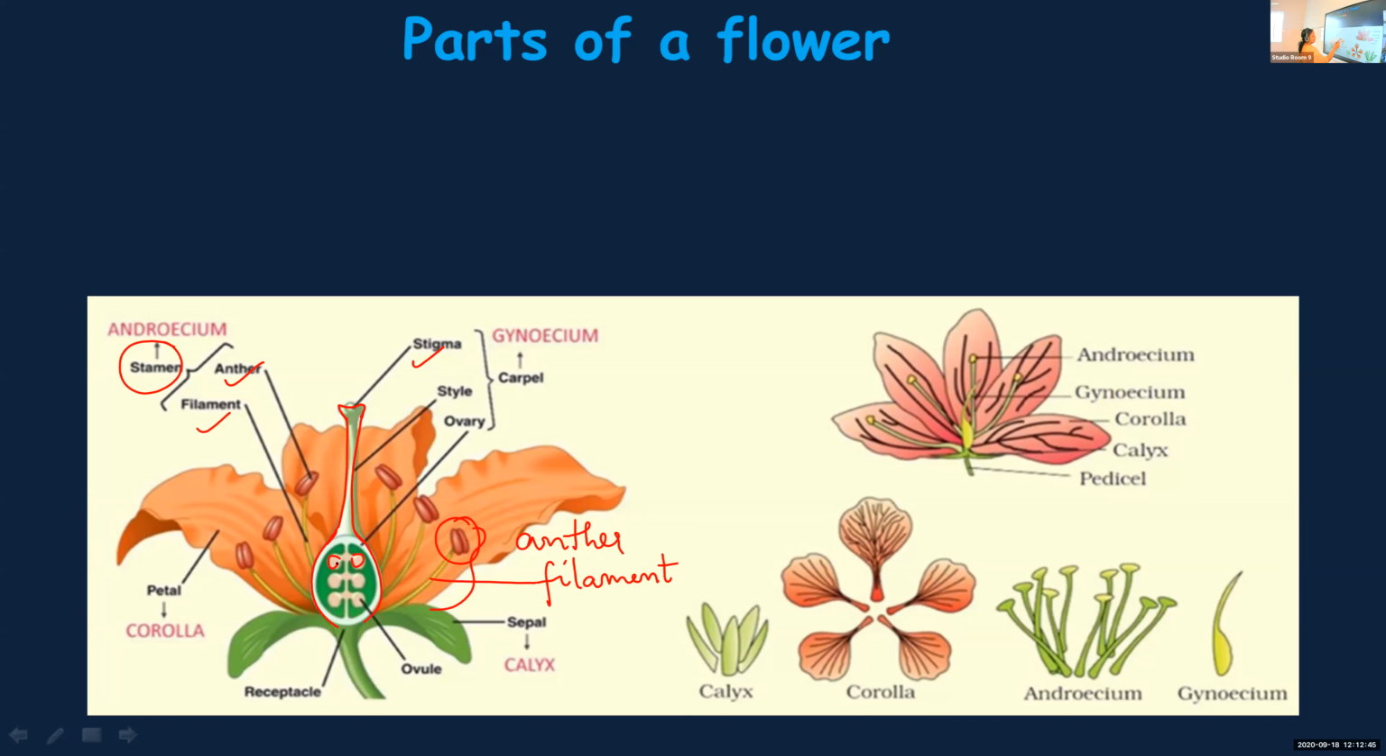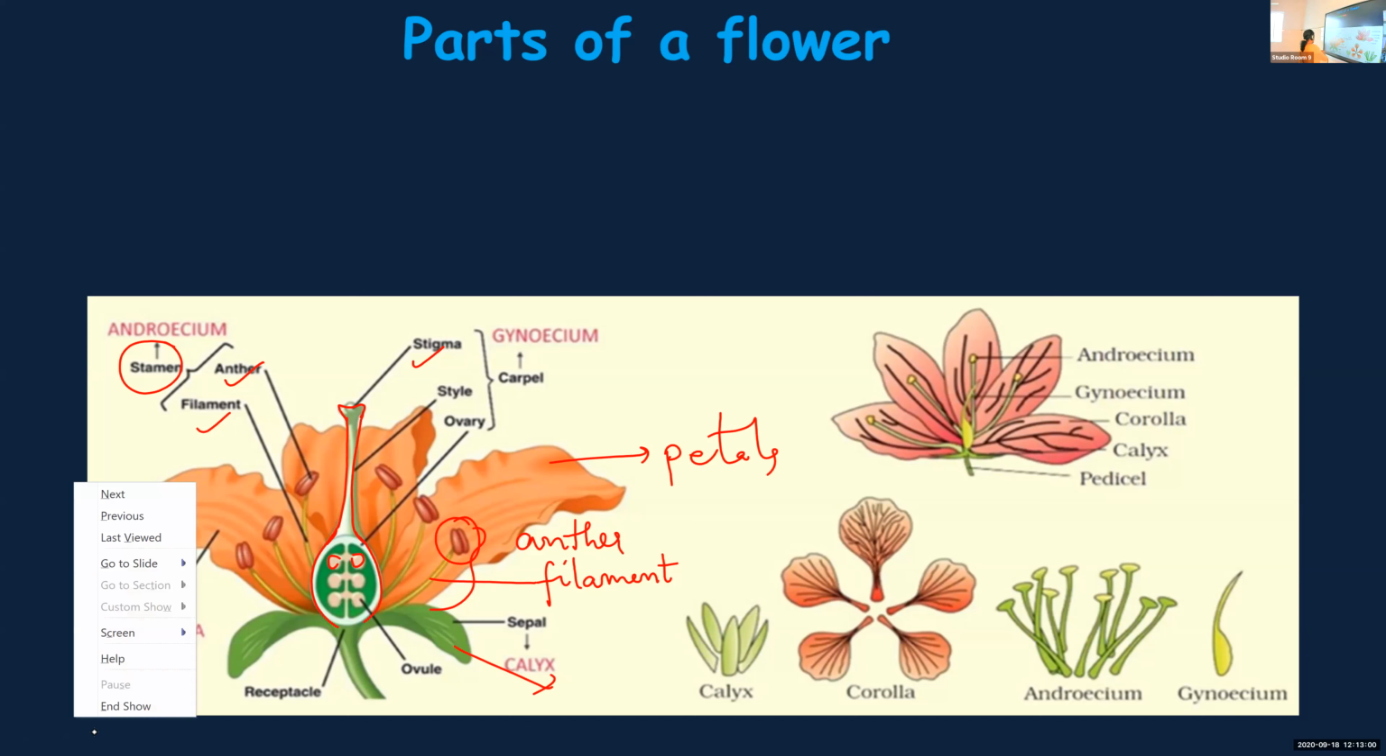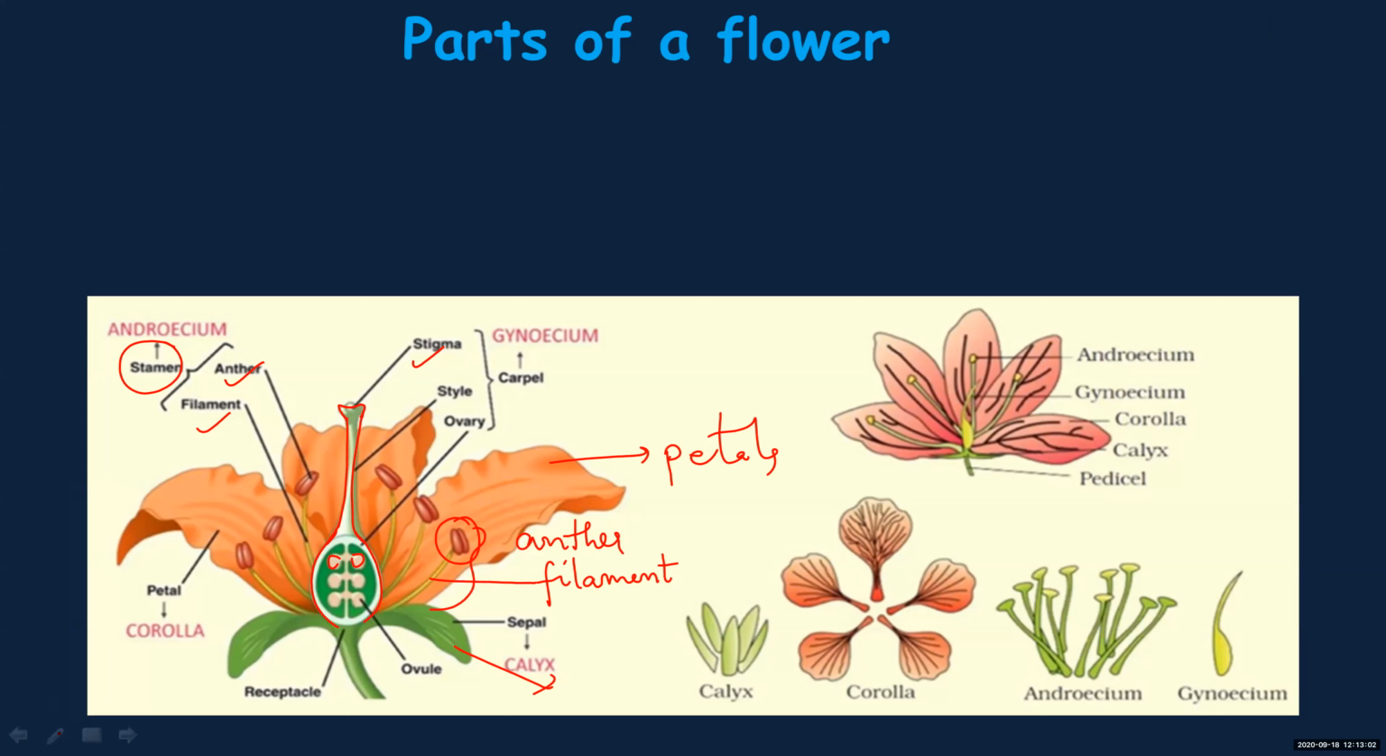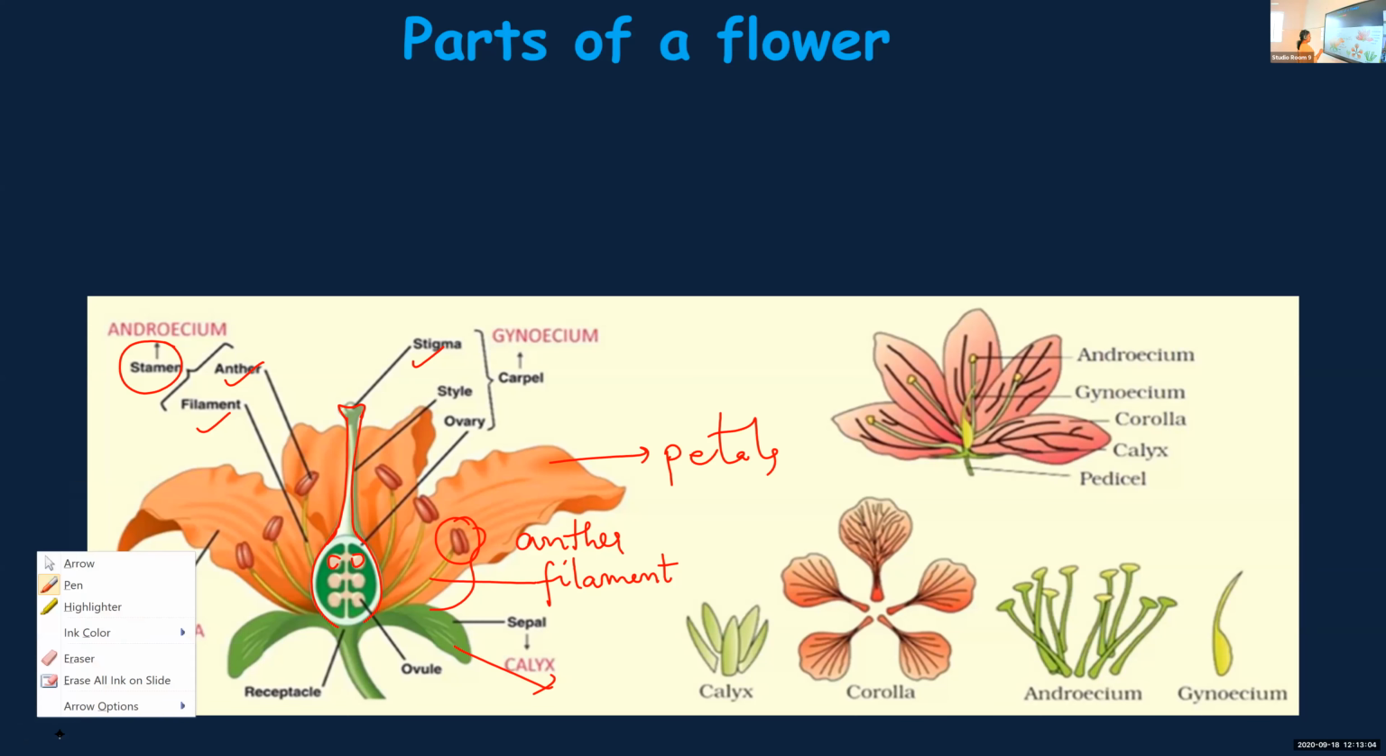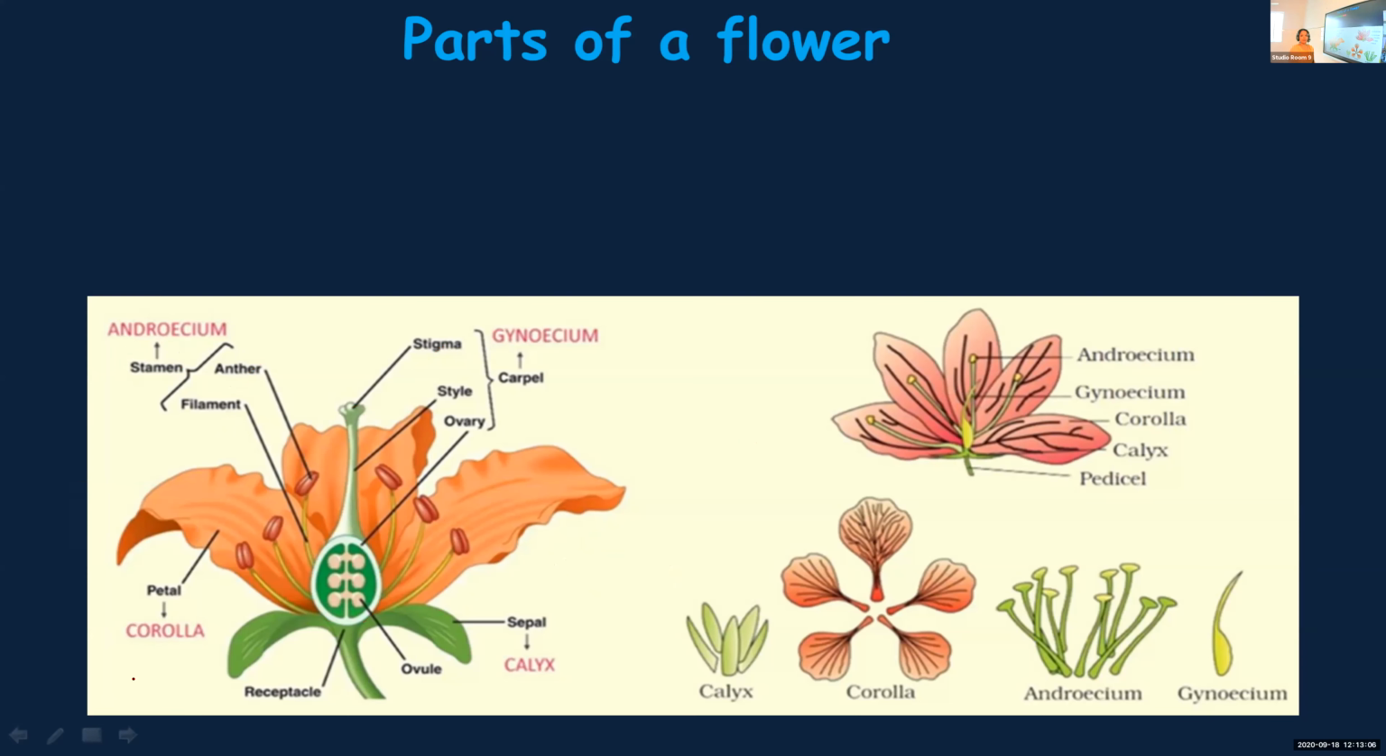Then the brightly colored parts, the petals or the corolla. Then the green colored parts, that is sepals. Sepals are green in color. You call it calyx also. I hope you know the function of each of these parts. Do you know the functions? What is the role of petals? Petals are brightly colored and they attract the insects to carry out pollination.